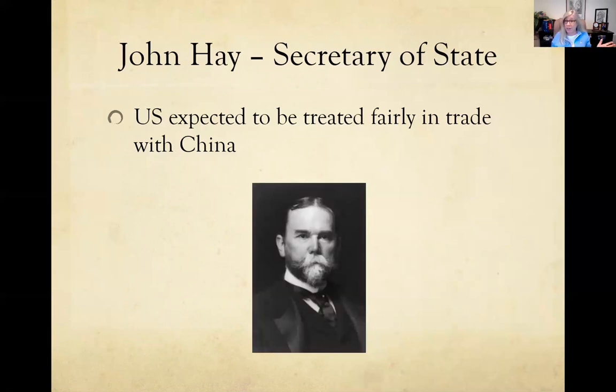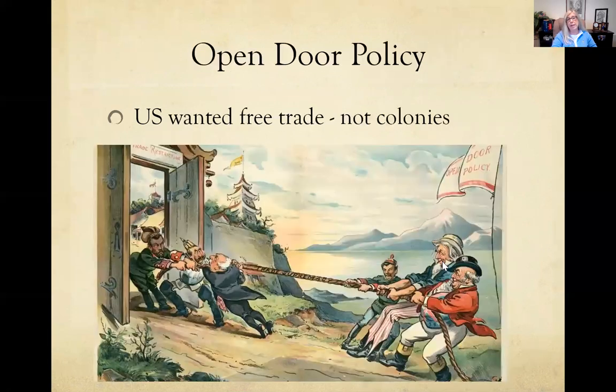We want to trade with every sphere. We don't want to be limited to one section. And so this is called the open door policy. The United States wants free trade, not colonies. So again, you've got the idea of the Europeans trying to close off trade restrictions to certain sections of China. And the United States is saying, nope, we want free and open trade with all of these areas.